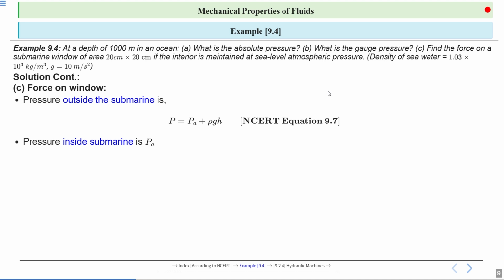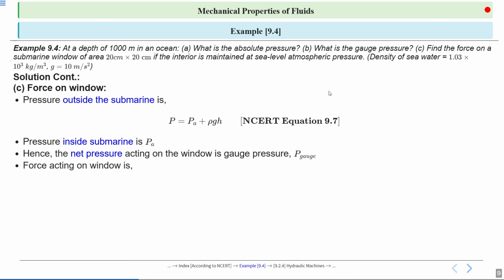So pressure inside the submarine is PA. This is important because it allows us to calculate the difference in pressure between the inside and outside, which is the gauge pressure. So the net pressure acting on the window is the gauge pressure, which is the difference between the outside pressure and the inside pressure. This gauge pressure is what causes the force on the window.